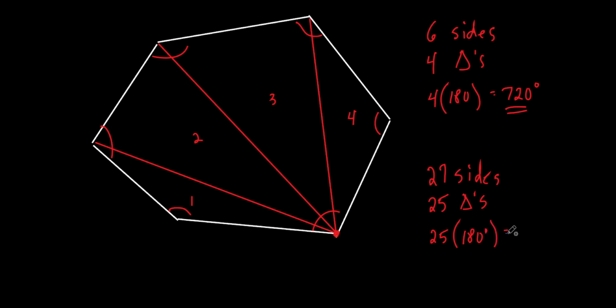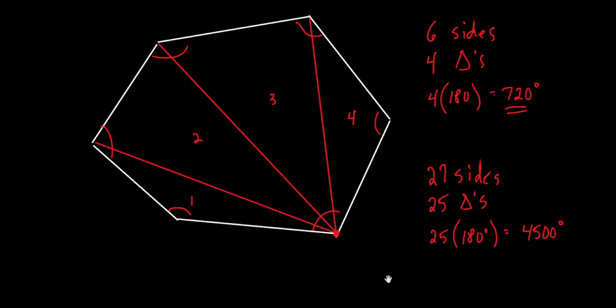Whatever that is. I have no idea what that is. You can find that on a calculator. I got a calculator right here. Is that what it is? I think it's going to be higher than that. 180 times 25 is 4,500. Okay? 4,500 degrees. If I had a 27-sided figure, all the angles would add up to 4,500 degrees. All right? You with me?